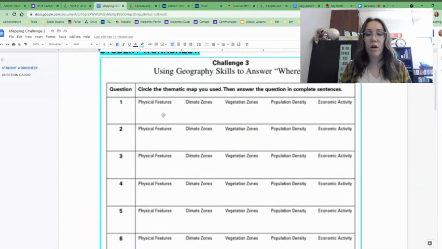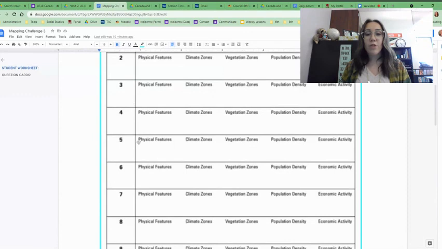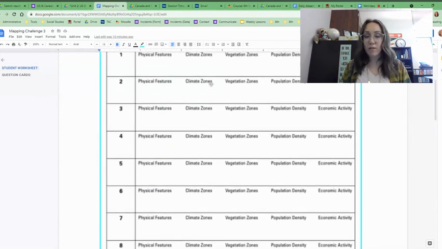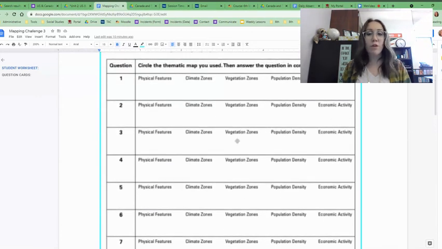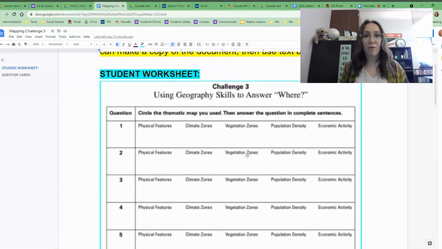And you are totally allowed to copy down everything I just said for number 1. But then you are going to go through numbers 2 through 10. You are going to identify what map you need to solve the problem, and then you're going to do your best to answer that question. I'd really love to see complete sentences. However, I know that you're limited on space, so at least bullets with complete thoughts are fine with me. So that is how you will finish challenge number 3.